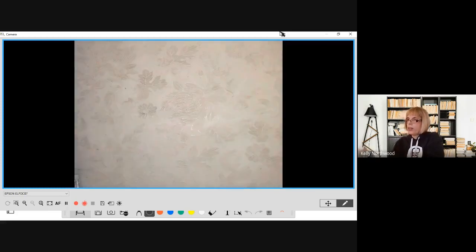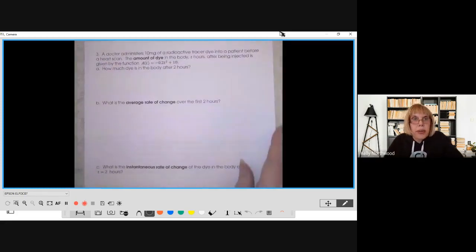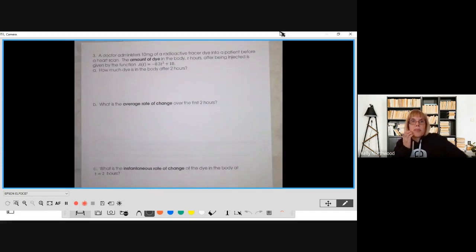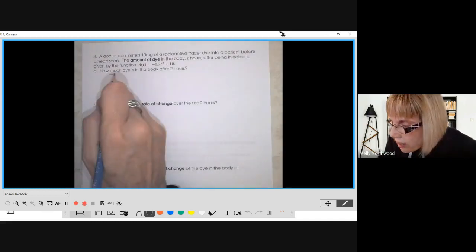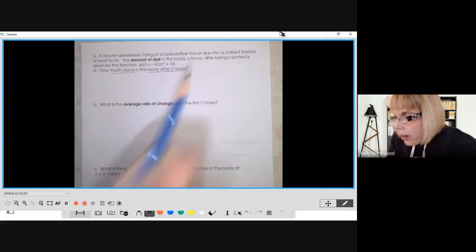All right, a different question now where it's not a velocity question. A doctor administers 10 milligrams of a radioactive tracer into a patient before a heart scan. The amount of dye in the body T hours after being injected is given by the function A at T. So amount at time T is equal to negative 0.2 T squared plus 10. How much dye is in the body after 2 hours?